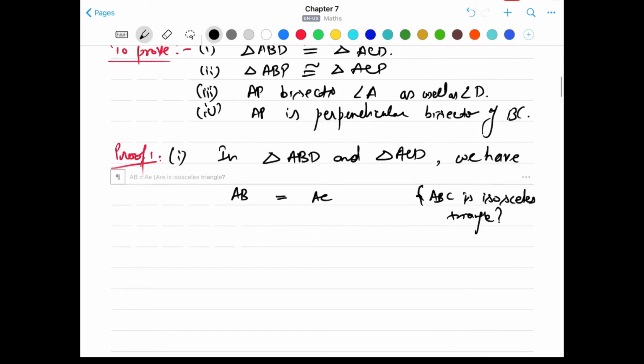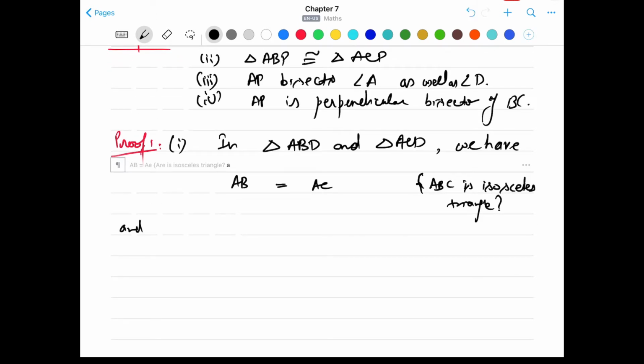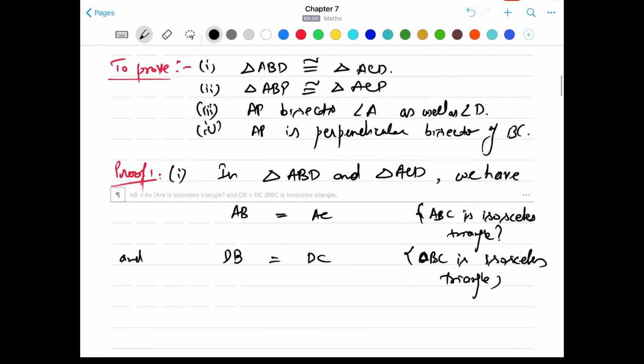That's why its opposite sides will be equal, and the side DB, we can say DB is equal to DC. Again, the triangle DBC is an isosceles triangle. So both are the equal sides of an isosceles triangle.